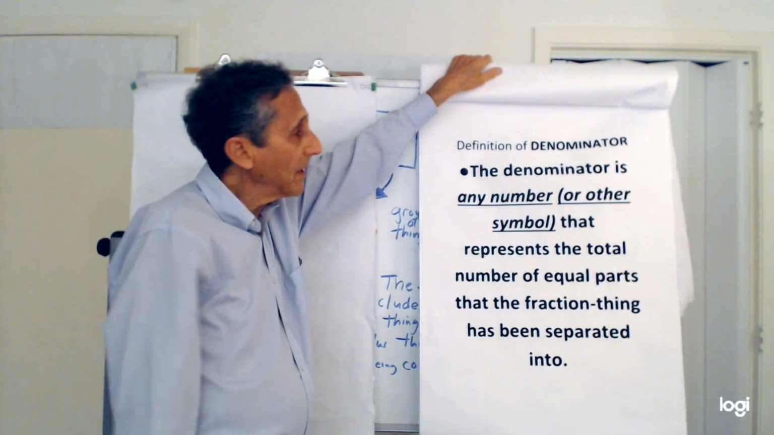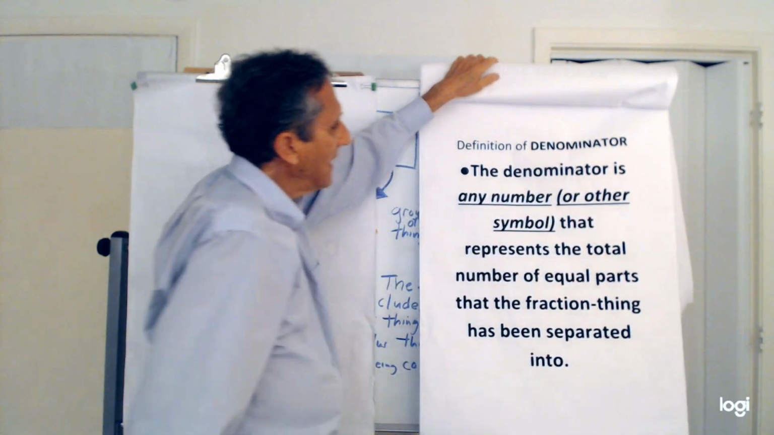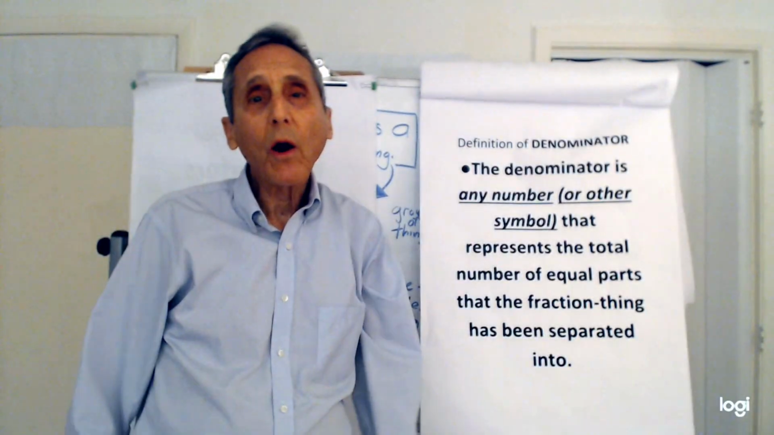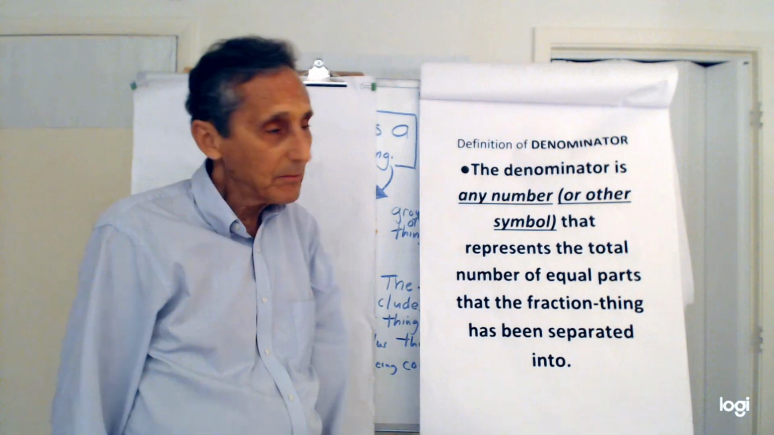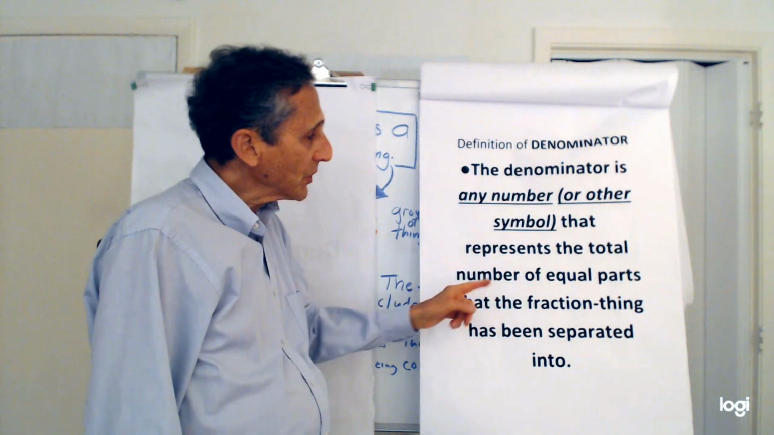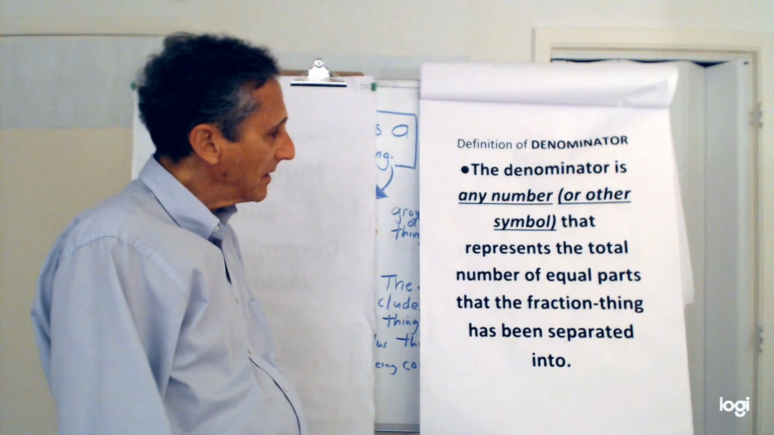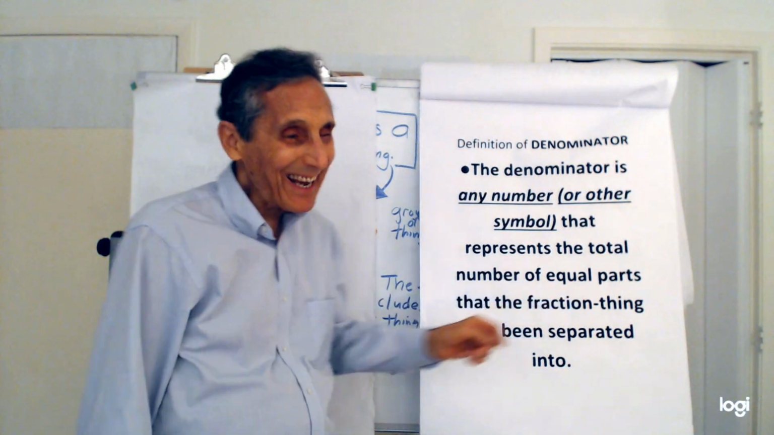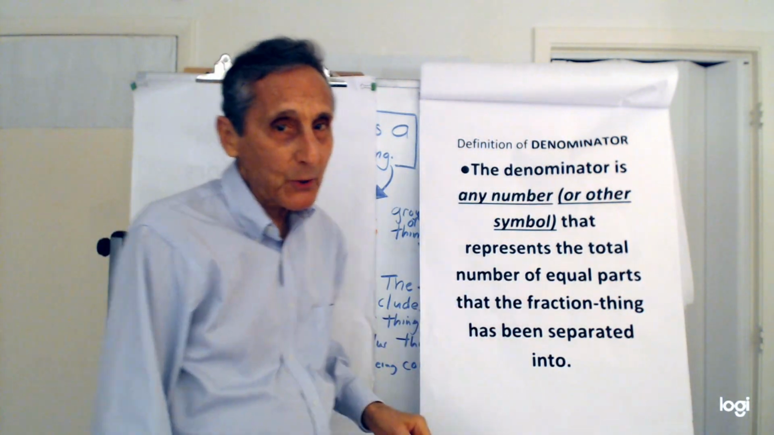Big word. Denominator. It's any number or other symbol that represents the total number of equal parts that the fraction thing has been separated into.